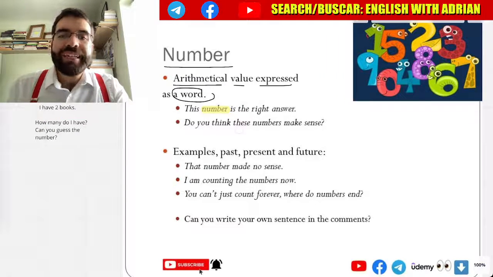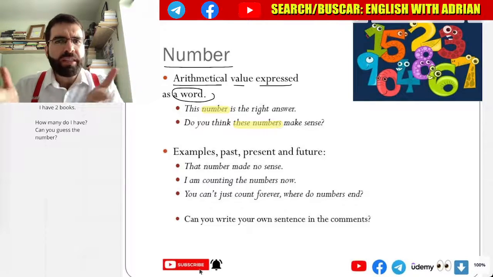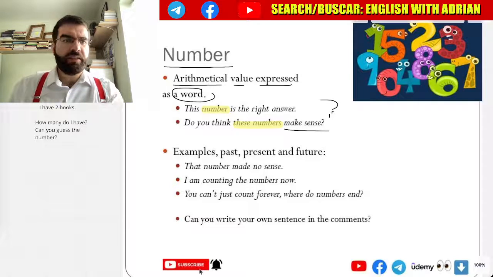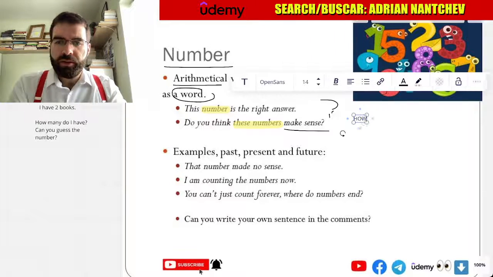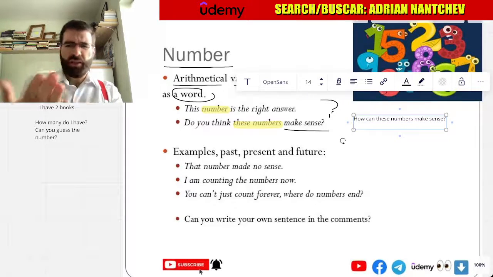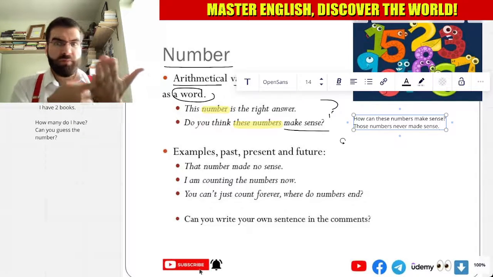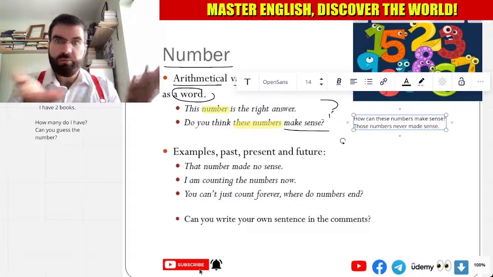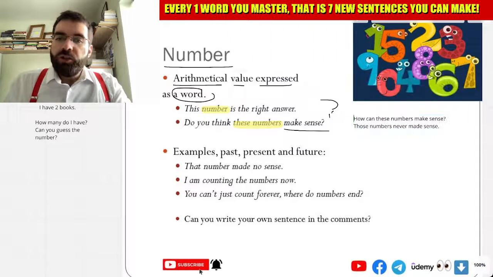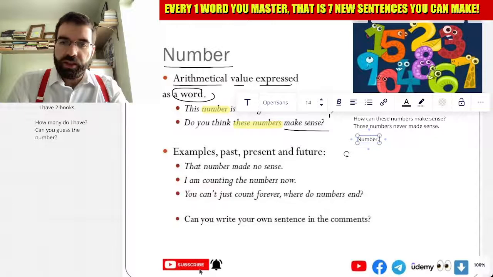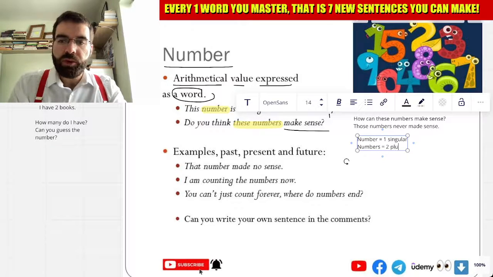Do you think these numbers make sense? How do they make sense? How can these numbers make sense? Those numbers never made sense. What's this? So number one is singular and number two is plural.